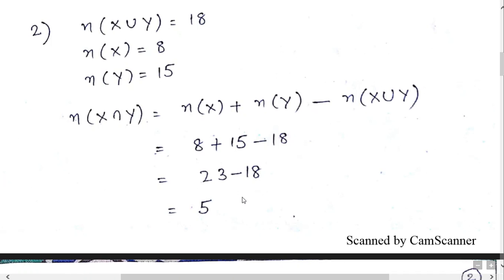In the second question, X and Y are two sets such that X union Y has 18 elements, X has 8 elements and Y has 15 elements. How many elements does X intersection Y have? n(X union Y) is 18, n(X) is 8 and n(Y) is 15. Now simply apply the formula n(X) plus n(Y) minus n(X union Y). It's 8 plus 15 minus 18, 23 minus 18. The answer is 5. That is the common elements.